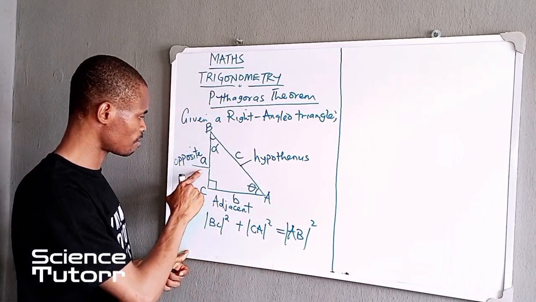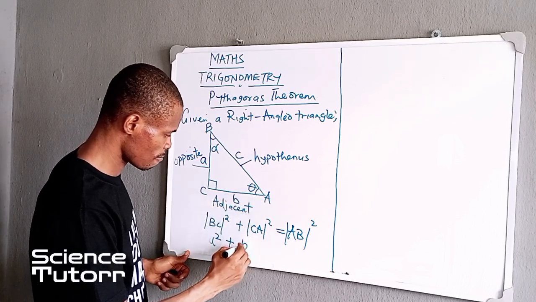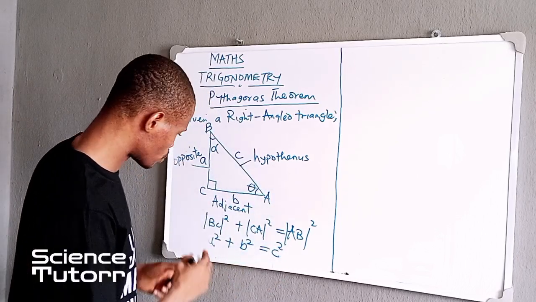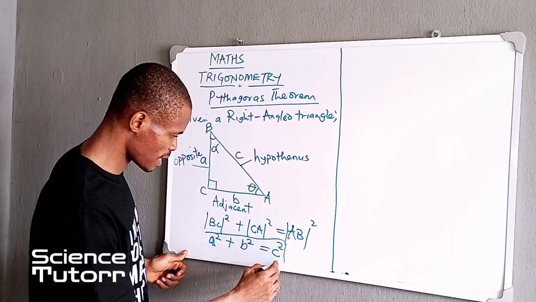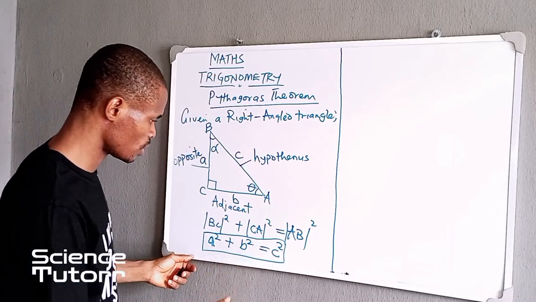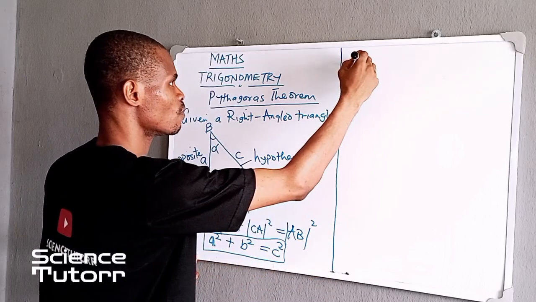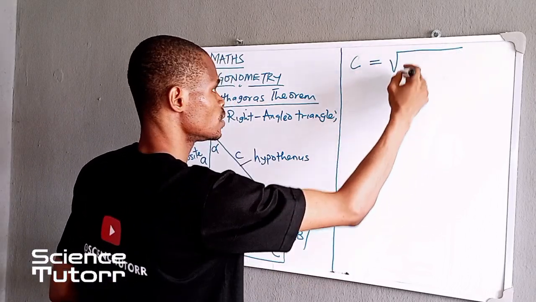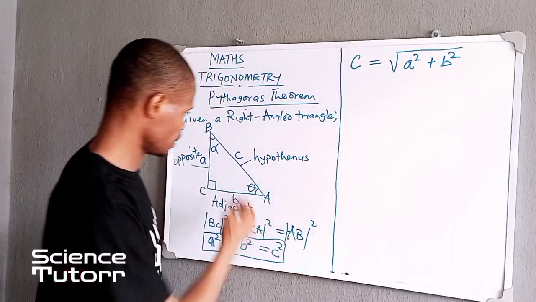Inversely, BC simply means a. So I have a square plus b square equals c square. So alternatively, it simply means that I have been able to derive a simple algebraic equation for Pythagoras Theorem. Simple and straightforward. So inversely, if I'm looking for any of the sides, for example the hypotenuse, which is the longest side, to find c, I simply square root both sides. So I'm going to get the square root of a square plus b square. That gives me the side of the hypotenuse.